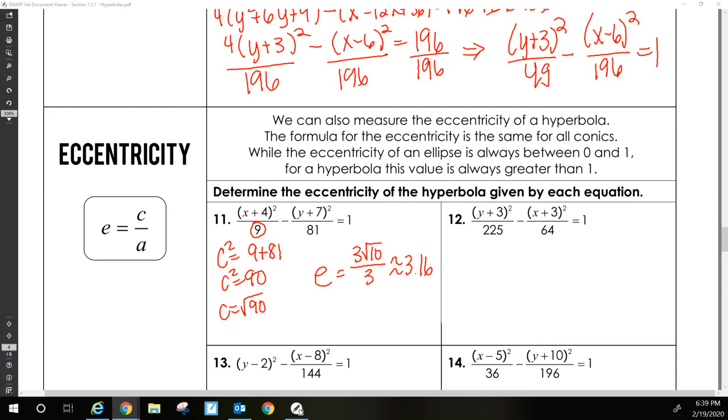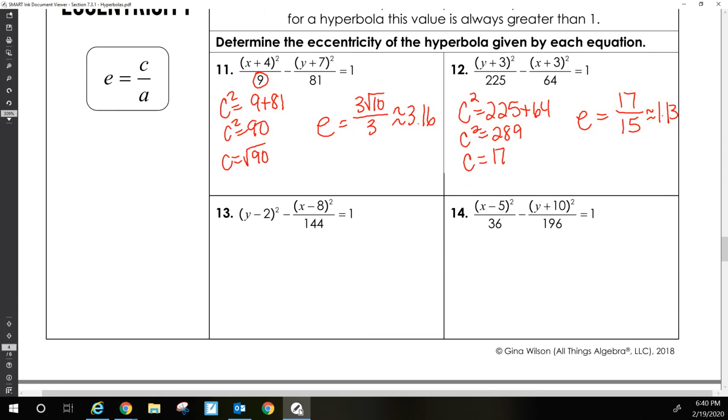All right, number 12, C squared is equal to 25 plus 64. That's equal to 289. Nice perfect square. Anybody know what the square root of 289 is? 17. So E is going to be equal to 17 over A. Square root of 225 is 15. So our E value is 17 over 15, which is bigger than 1, and it's approximately 1.13. Be careful.